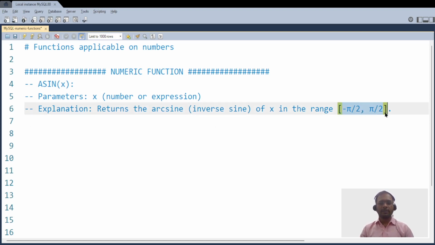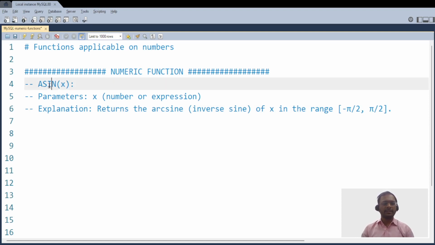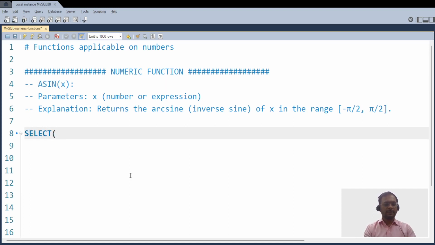plus pi by 2. Now here, while giving the value x as the parameter, remember the sine value of any angle lies between minus 1 and plus 1. So when we find the sine inverse, the value of x should be given between minus 1 and plus 1 only. Let's say, for example, if I execute the query, let's select ASIN of say 0.5 and we'll display that as a result here.